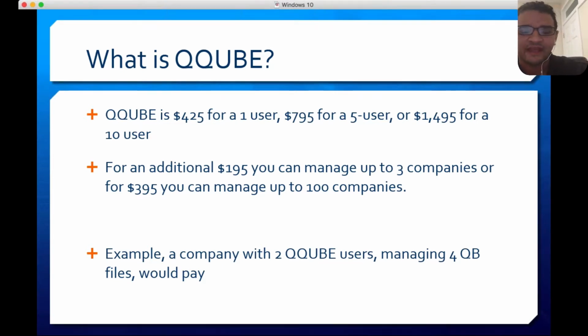So I'll just give you a quick example. A company that has 2 QQube users and manages 4 QuickBooks files would pay how much? So let's do the math. $795 plus $195, that would be $990. So that would be, in a nutshell, what that would cost.